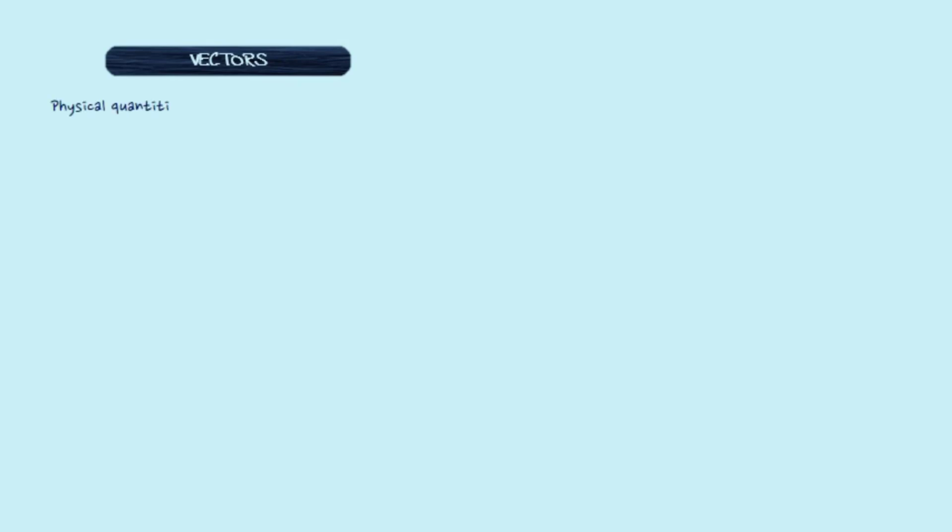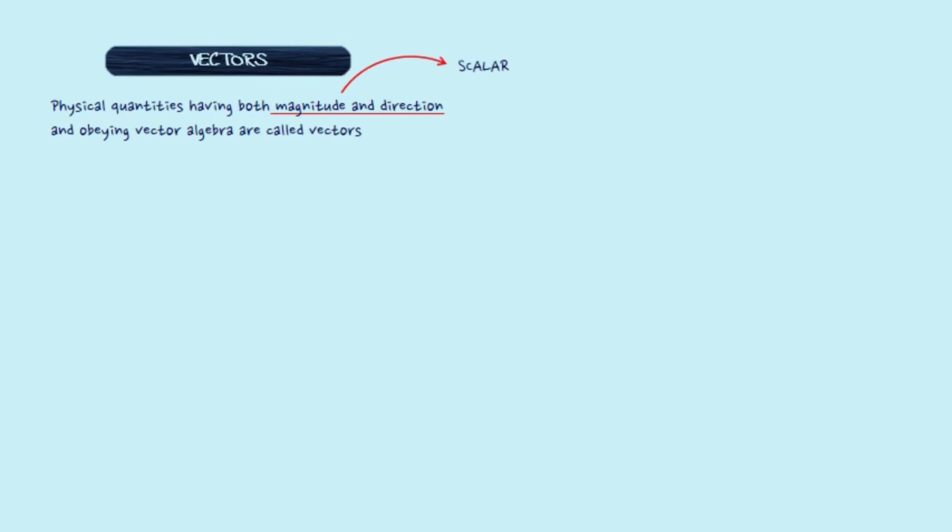To begin with, vectors are defined as the physical quantities having both magnitude and direction, and these physical quantities must obey vector algebra. If any physical quantity only possesses magnitude, then it is termed as a scalar quantity. Having both magnitude and direction doesn't make sure that the quantity will be a vector. As per the definition, the physical quantity must obey vector algebra.